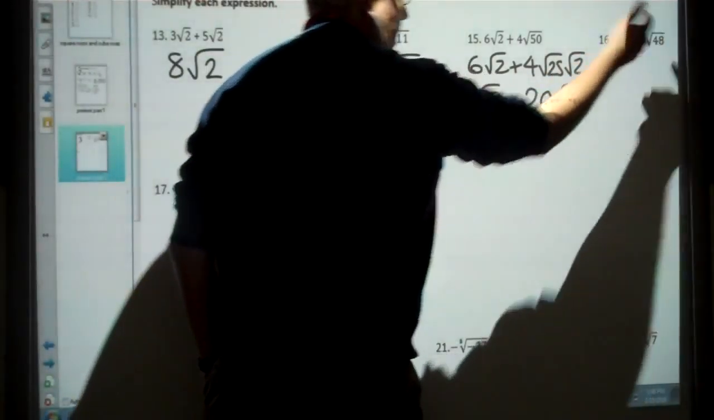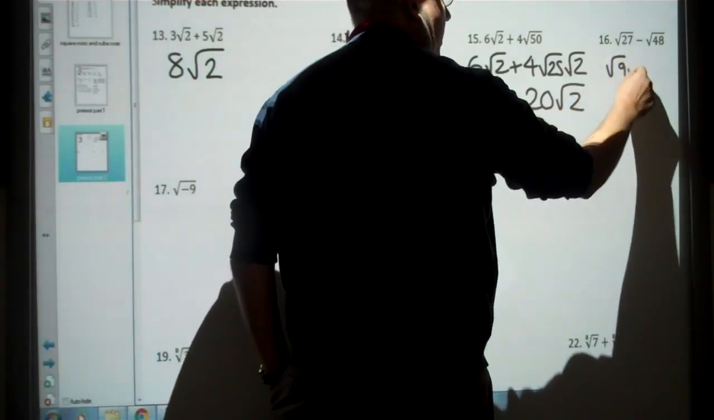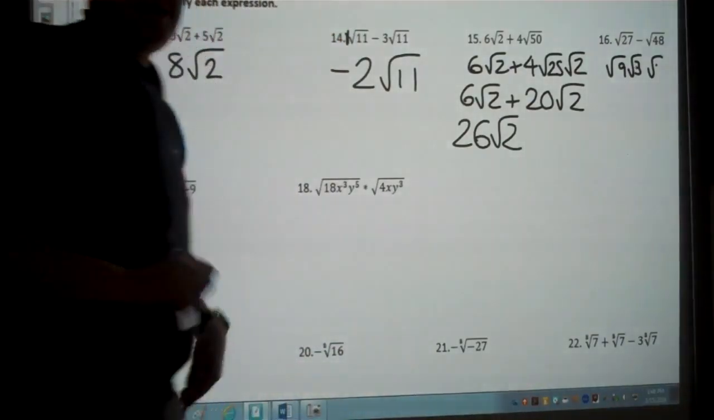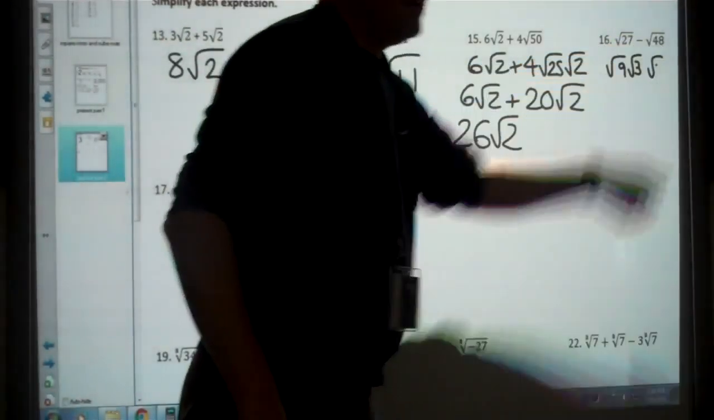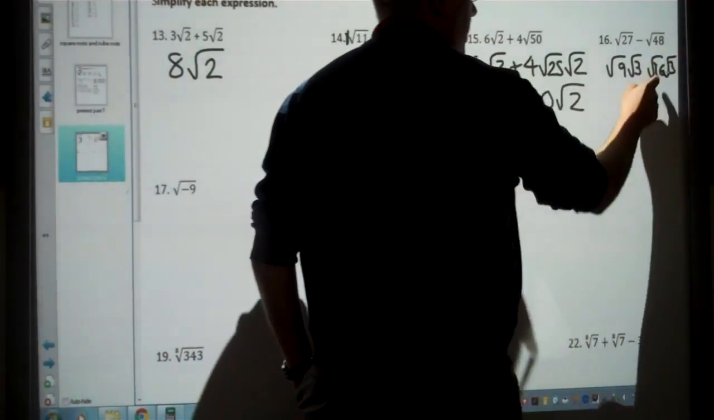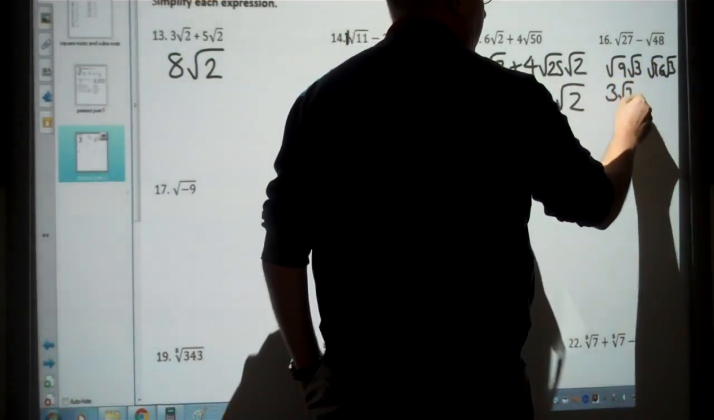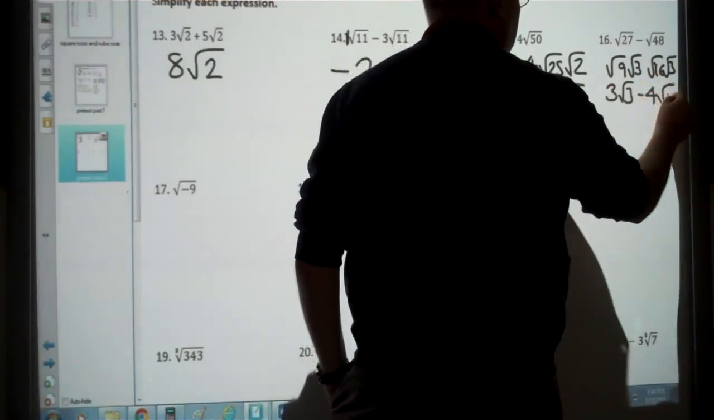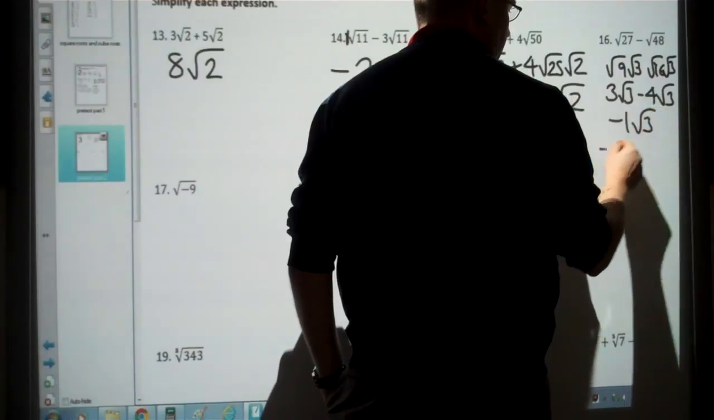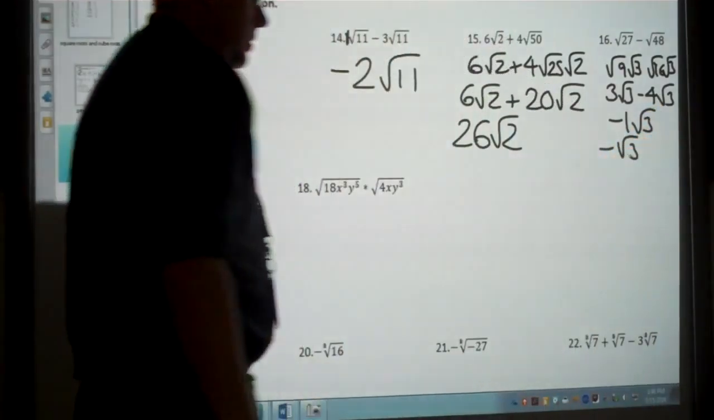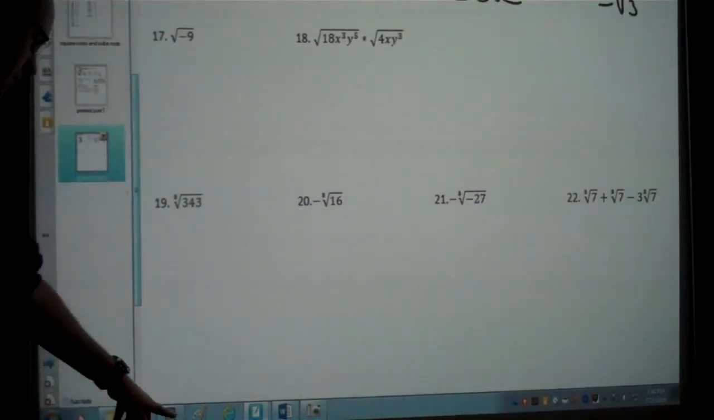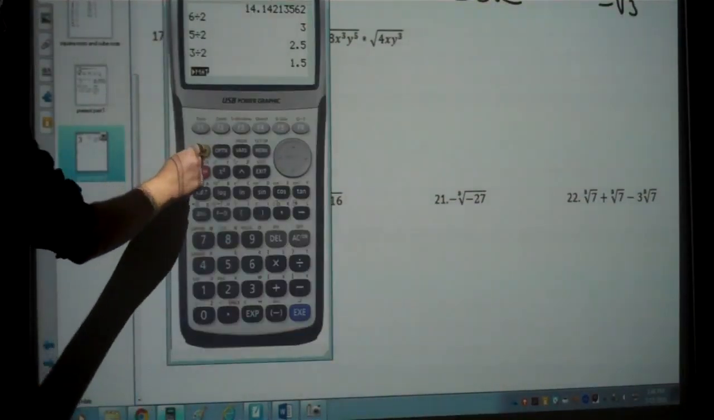This one I can't subtract yet because these are different radicals, so I've got to split them up. 27 is 9 and 3. Now, once I know that one of the numbers is 3, I can use that to help me work out this one. So I know 3's must go into 48, and actually it goes in 16 times. So square root of 9 is 3, square root of 16 is 4. So 3 radical 3 take away 4 radical 3 is negative 1 radical 3, or even better, just put negative radical 3.